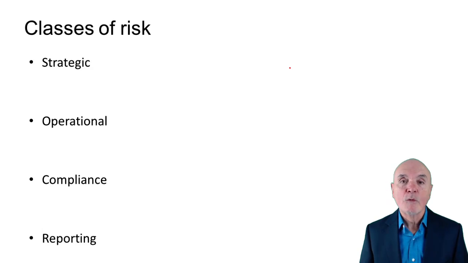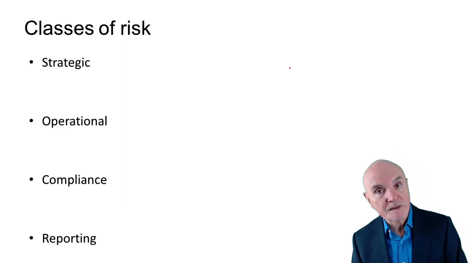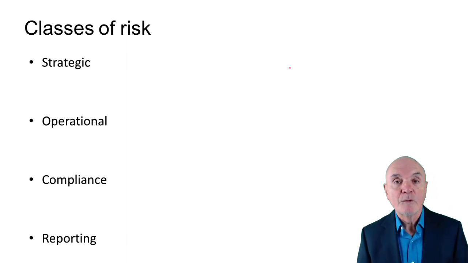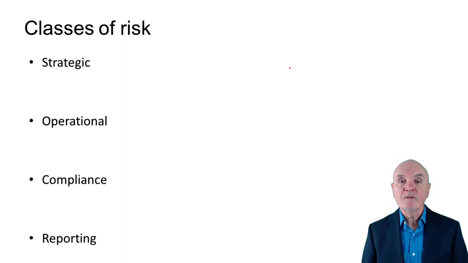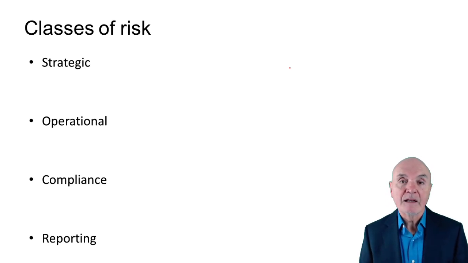Operational ones are more day-to-day things which go wrong, probably more the province of managers not being that good, maybe. Compliance risks, breaking rules, breaking laws, breaking regulations. And there can also be reporting risks, where maybe you report the wrong information, and because people rely on that, then obviously you're exposed to some risk.